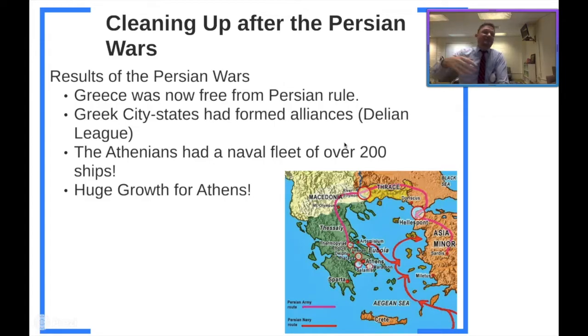Also, the Greek city-states are now beginning to form alliances, like the Delian League coming out of Athens. The Athenians also now have a naval fleet of over 200 trireme vessels, and so you're going to see massive growth for Athens, right?